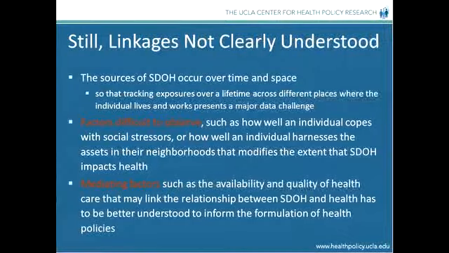The factors are also difficult to observe, such as how well an individual copes with social stressors, or how well an individual harnesses the assets in their neighborhood, which modifies the extent that the social determinants of health impact their health. There are also mediating factors that link social determinants with health. Mediating factors here could be the availability and quality of health care that may link the relationship between social determinants of health and health. This has to be better understood to inform the formulation of health policies.